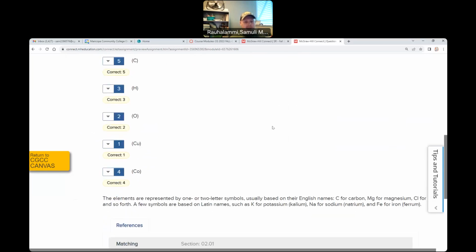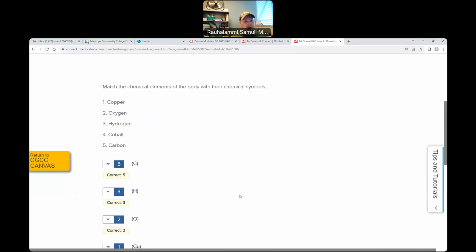So again, a simple activity where you get to explore these one or two letter symbols that we use to describe different elements. Often they come from the English names of these elements, and there you have some examples, but in certain cases these abbreviations or symbols for the elements also come from Latin terms, so that's something that you'll see happening as well occasionally.